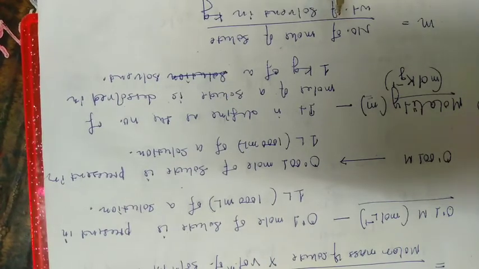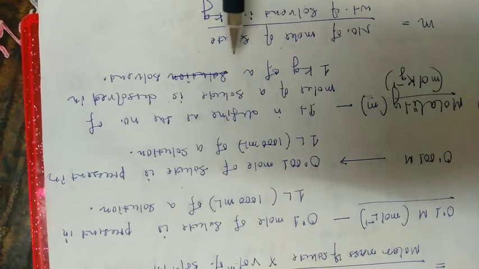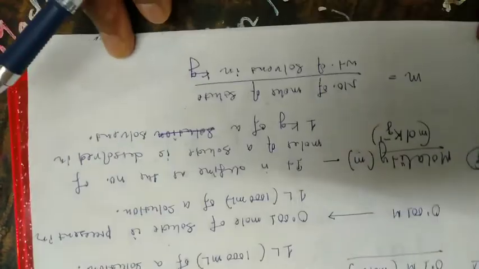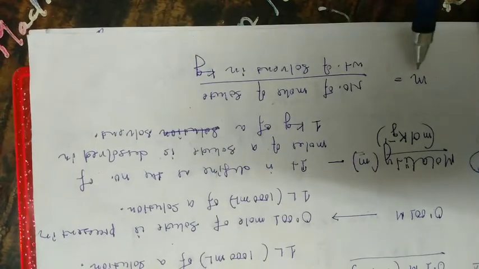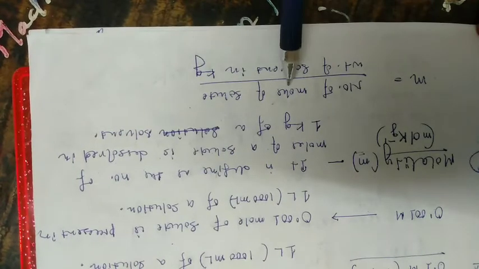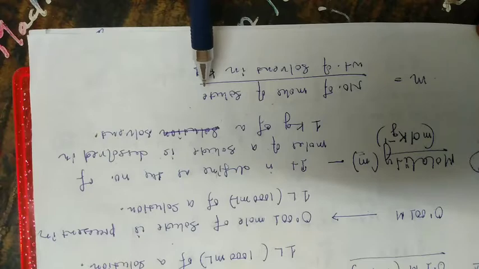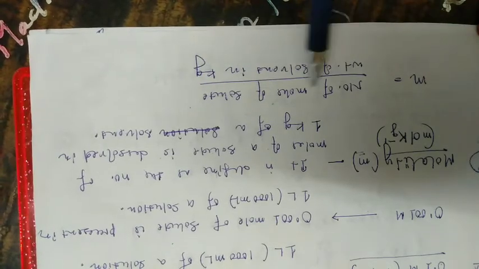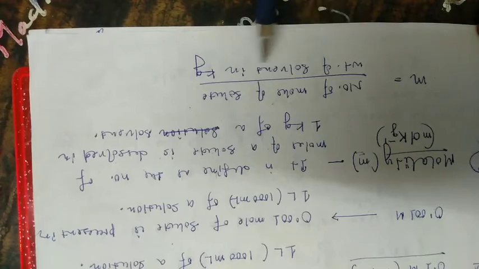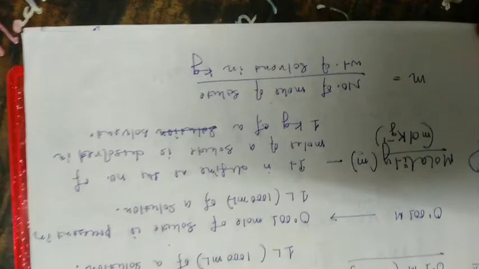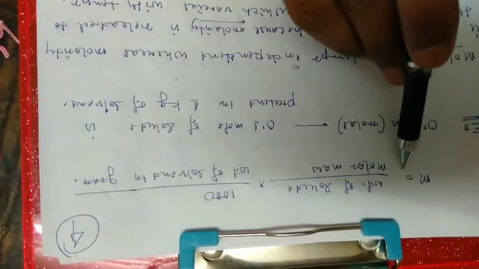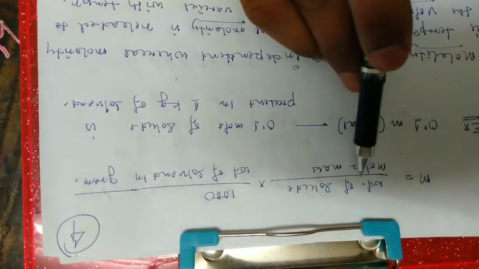So molarity is related to volume of solution and molality is related to the weight of the solvent. So the relation to find out molality: molality equal to number of moles of solute dissolved per kilogram of the solvent. So molality equal to number of moles of solute divided by weight of solvent in kilogram. So this is the mathematical relation to find out molality.